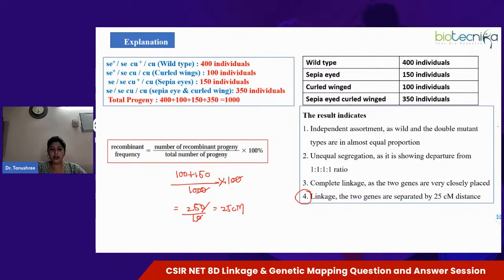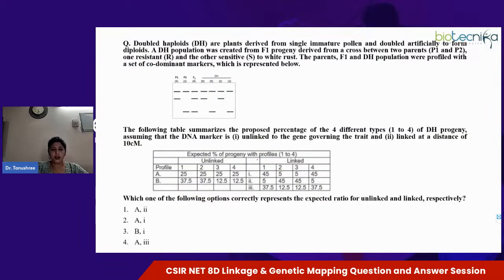Is it clear to everyone? So out of 2 and 4, what is the answer? Option 4. So those who have answered 4, they are absolutely right. Moving over to another question.